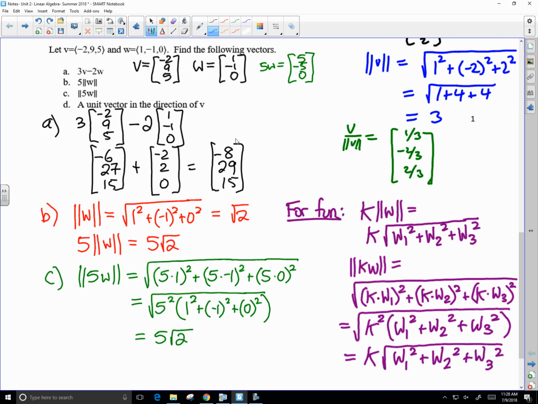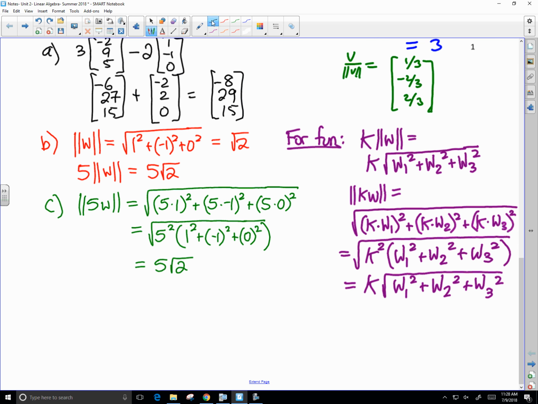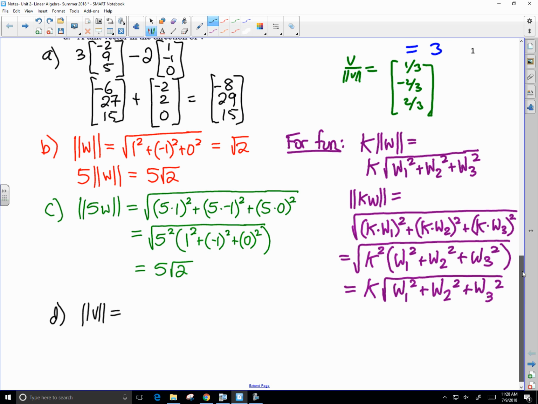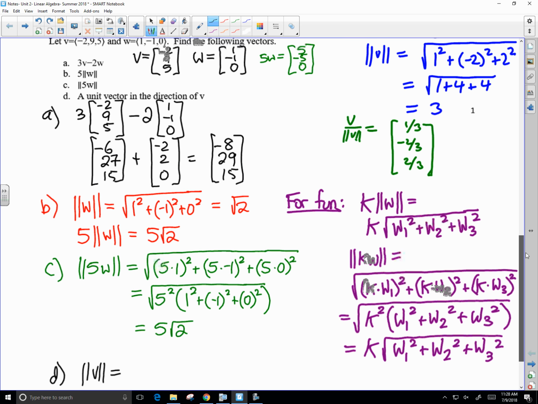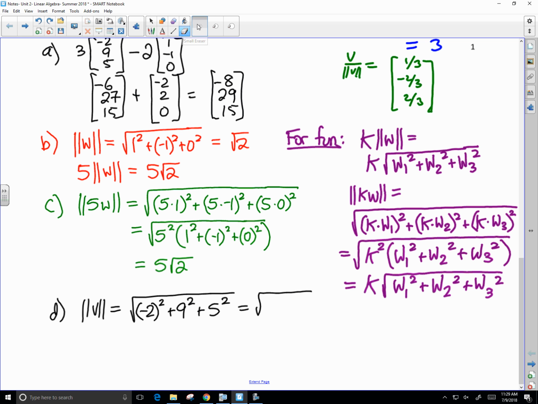Unit vector in the direction of v. So we need the magnitude of v. So root of -2 squared, 9 squared, 5 squared. 85, 110. I think, I don't know. Unless I'm right, then in which case I do know.